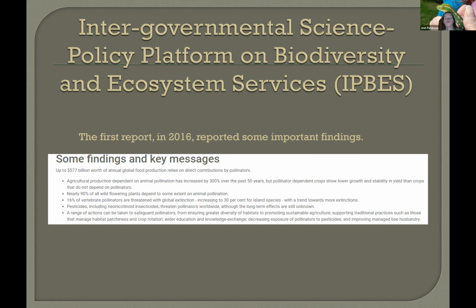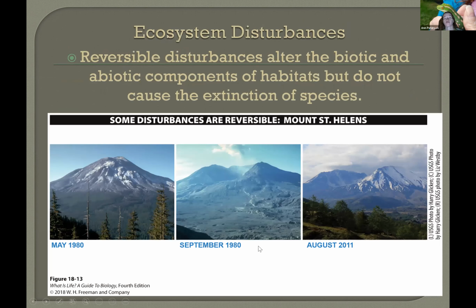So what percent of plants rely on pollination? How does agriculture rely on pollination? What's affecting pollination? And then importantly, what actions can be taken to safeguard pollination? So we need to document the problem, but then what can we potentially do about that problem? And so they're trying to do all of those things. And so this is another really good resource.